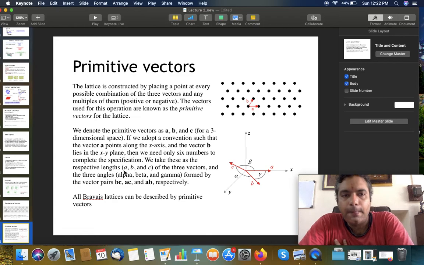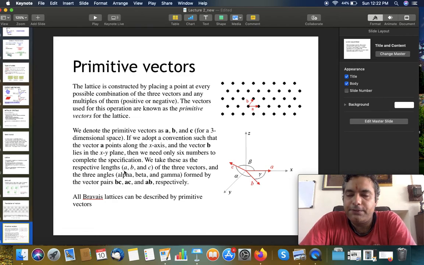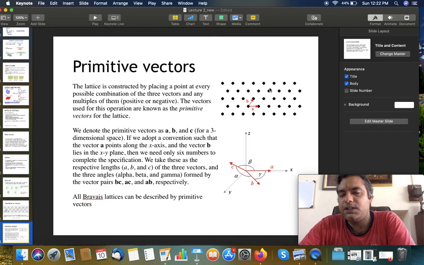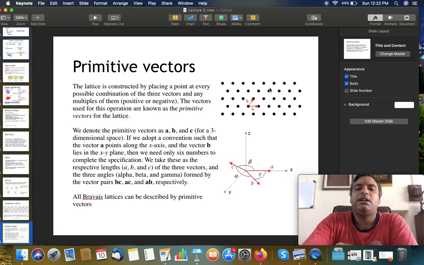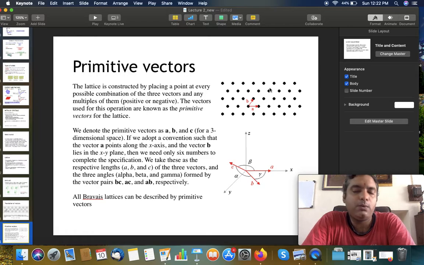Next we come to the concept of primitive vectors. In the first diagram, what you see is a two-dimensional lattice representation. How do we actually represent each point here? It is just enough to say A vector and B vector. Let us say we take any one atom here as a reference point. From this reference point, if we have to point out any other atom, we can just use these two vectors and the angle between them. So that gives us only three variables.